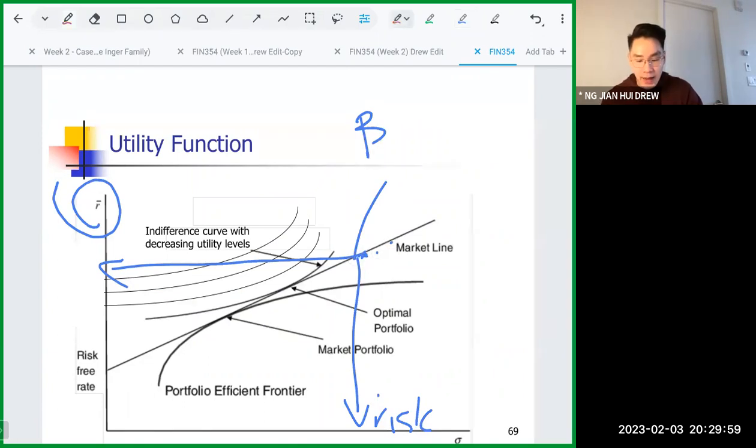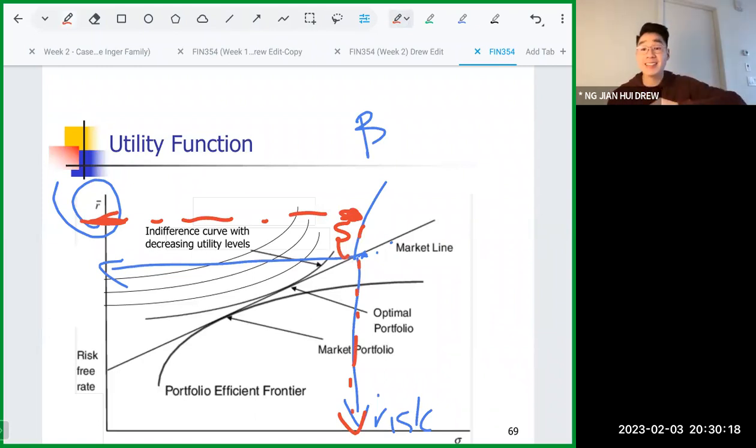Where is alpha? Alpha is, for example, here. Let's say I get a return here. My return is this level here, but my risk is only here. Alpha return is anything that exceeds, or is above, your market line. So the market would say that if you are taking this risk, you're supposed to only get, let's say, 10%. But now you're getting, let's say, 13%. So this additional 3% is your alpha, above the market benchmark.